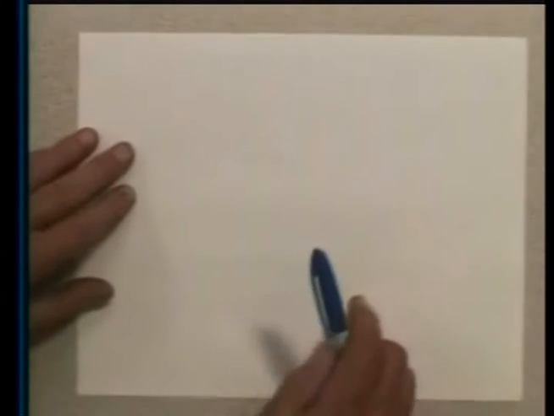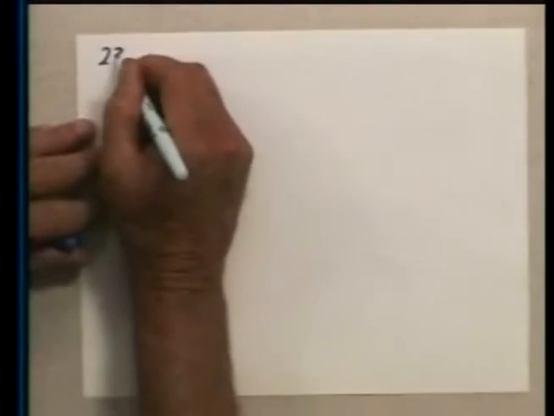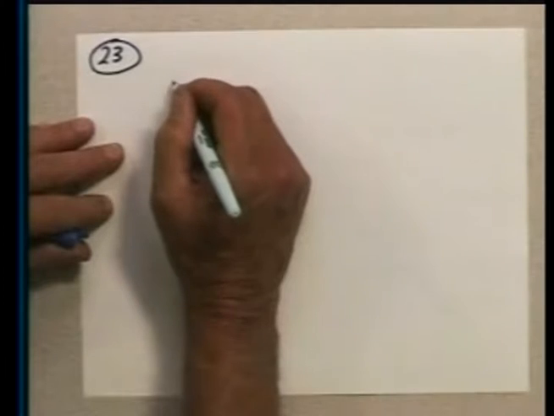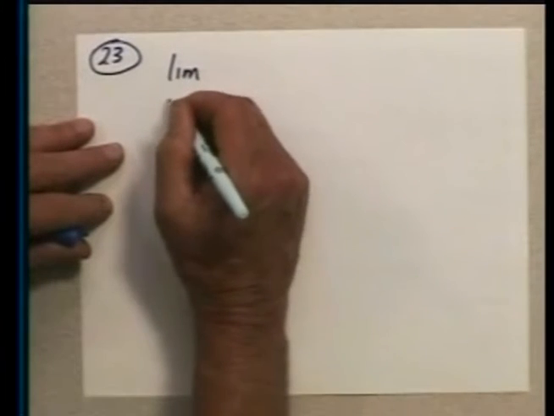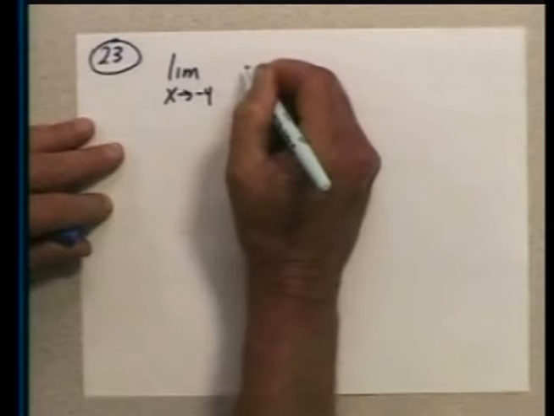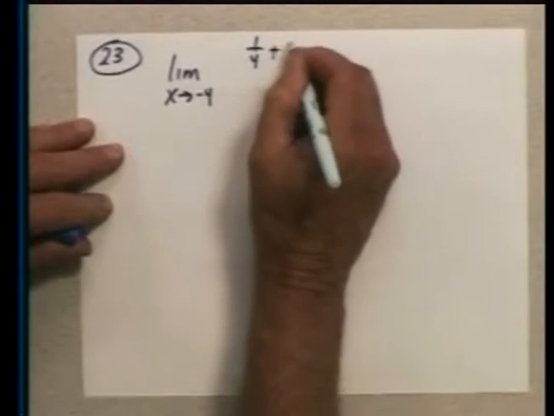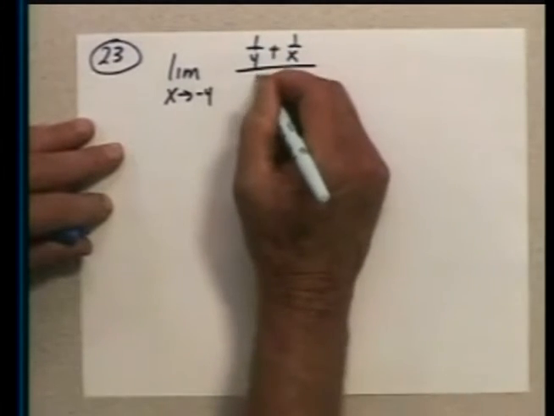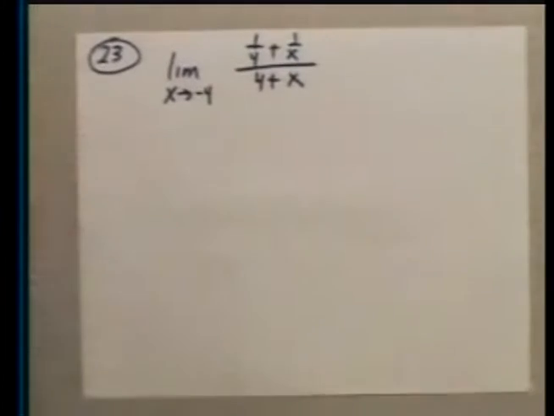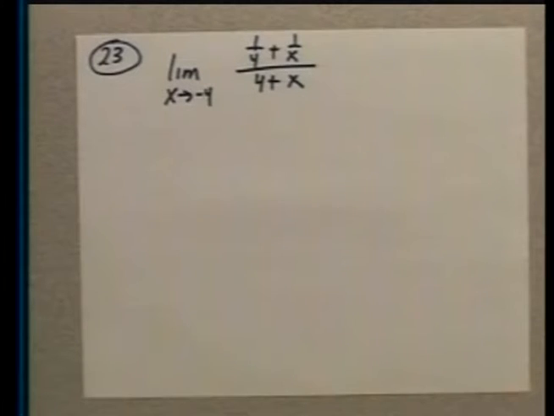Which one? 23? Okay. What's the algebra for 23 that takes you to the correct answer? Okay, the original problem is a limit as x approaches minus 4 and it's 1/4 plus 1 over x over 4 plus x. And again, you can see that direct substitution isn't going to happen. You get another indeterminate form.